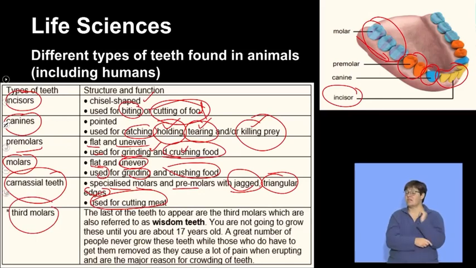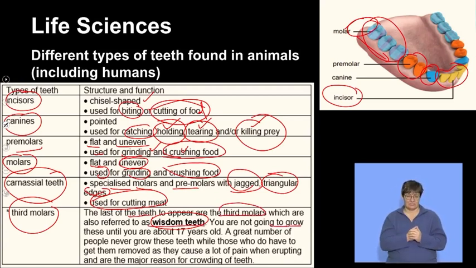And finally, we talk about your third molars, often referred to as your wisdom teeth. Some of us, at the age of about 16 or 17, start experiencing pain and discomfort. These are generally the teeth that grow right at the back, behind your molars. The last of the teeth to appear are the third molars, which are also referred to as wisdom teeth. They generally come out when you're around 17.